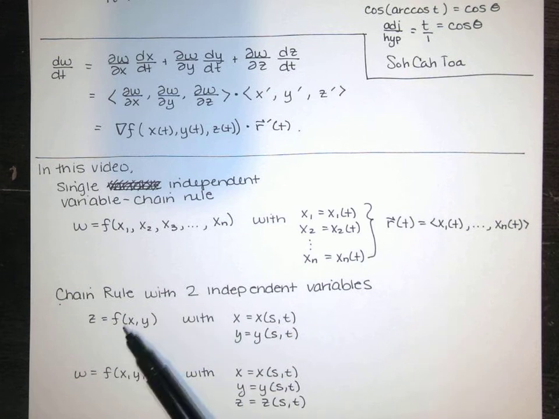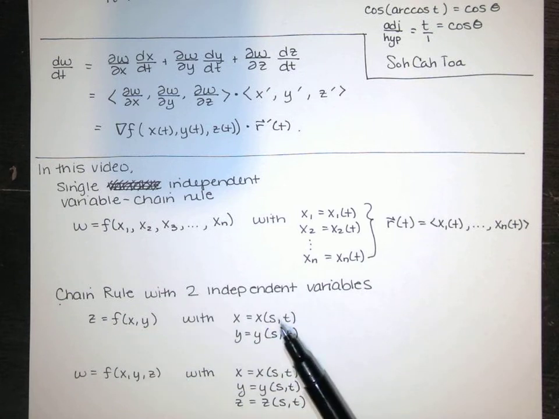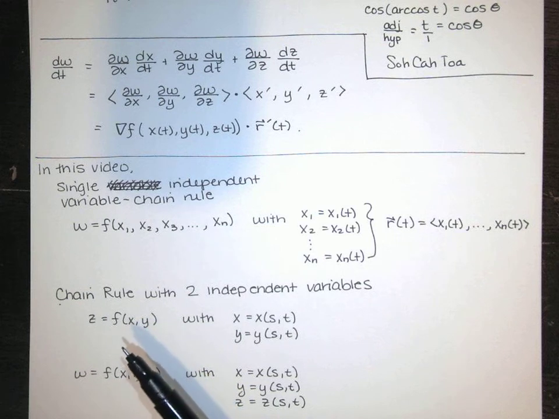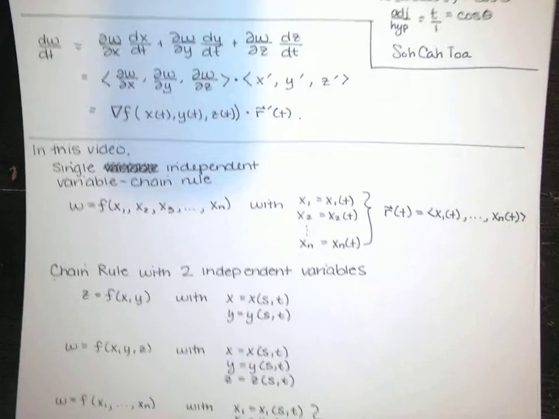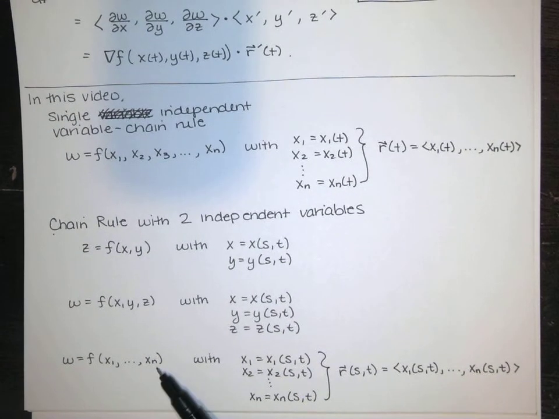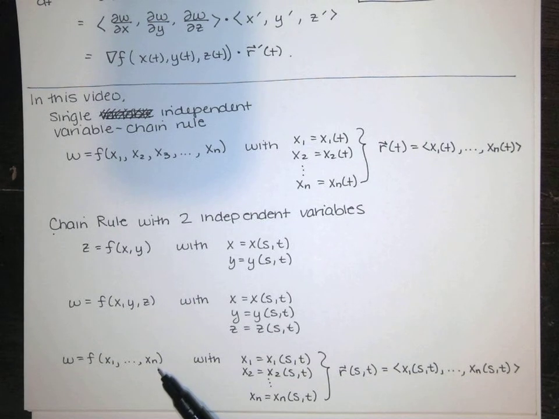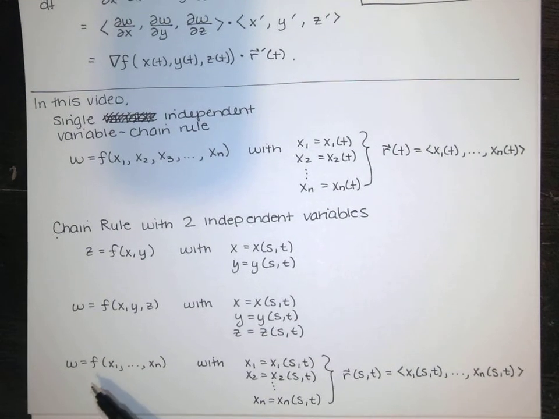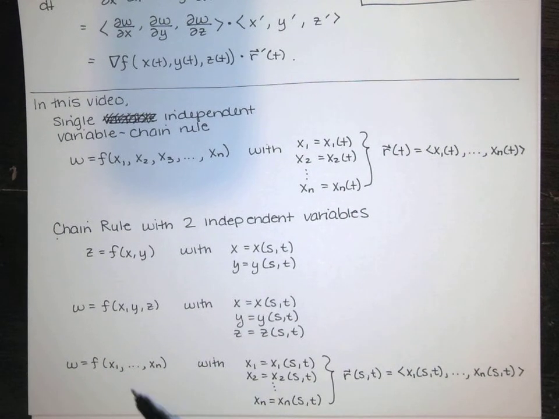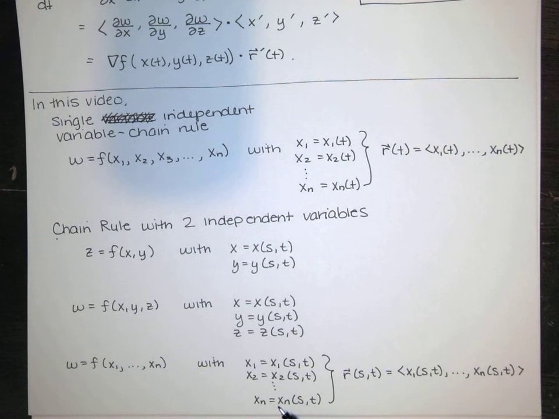So this one is like taking this function of x and y, and instead of writing it in terms of x and y, through a substitution, we're going to write it in terms of two new variables, s and t. And this is similar. Instead of writing everything in terms of x, y, and z, we're going to write it in terms of two new variables, s and t. And the last one is also similar. We've got n variables here, and we're going to replace them all with functions of s and t. So when we're done, w will depend on s and t only. The x sub 1 through x sub n will be gone because they will have been substituted.